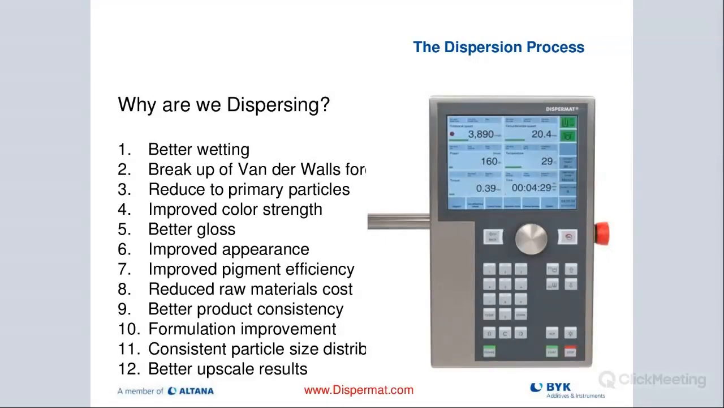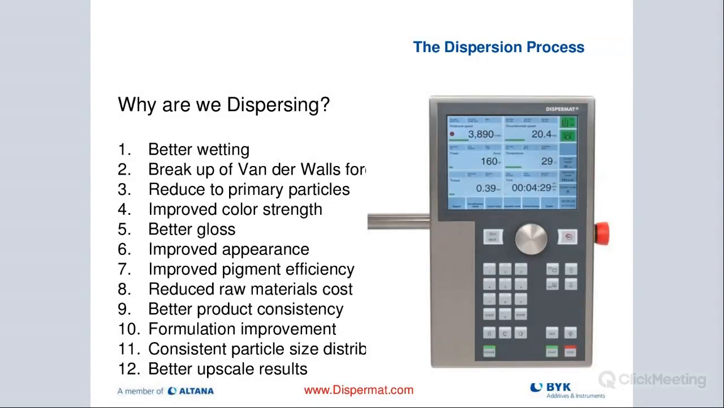So therefore, we want to achieve better wetting. The main goal is to really break up these invisible forces. They're also called Van der Waals forces. They act almost like magnetic forces that keep these primary pigment particles bound together. And we want to basically break them up. So the idea is to really reduce these larger agglomerates and return them back to the primary particle size. That will give us obviously improved color strength and again better appearance, gloss.